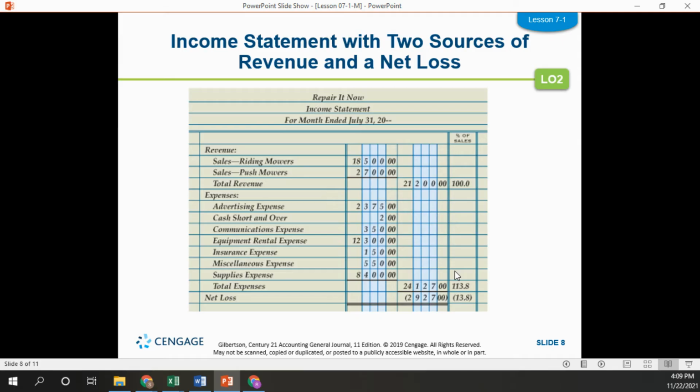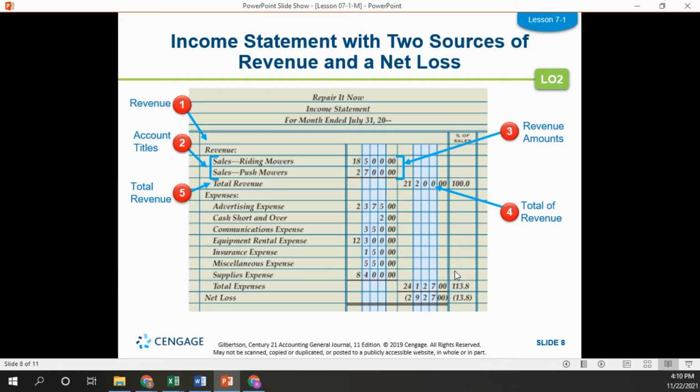What happens when we have an income statement with two sources of revenue and a net loss? Well, now we have revenue titles and revenue amounts. In this case, we sold riding mowers and push mowers. It says sales, but the company is called Repair It Now. I would think another source of revenue would be mower repair or weed eater repair or something like that, but they don't show that. They're just selling mowers. I'll just pretend there should be another revenue item in there called mower repairs, a service that we do. Total revenue in this case is 21,200. There's the label total revenue.